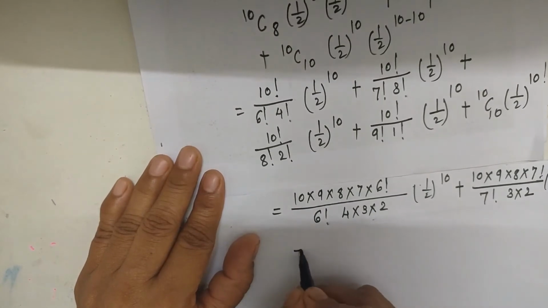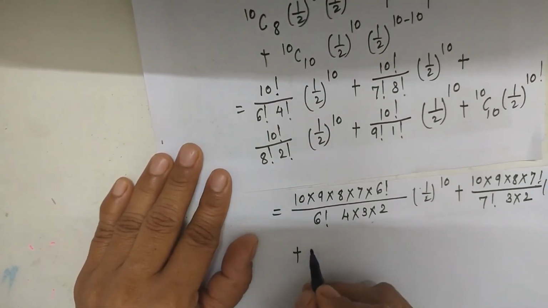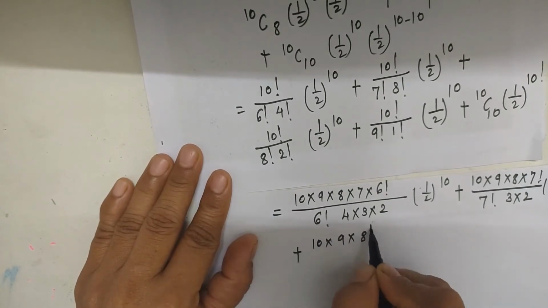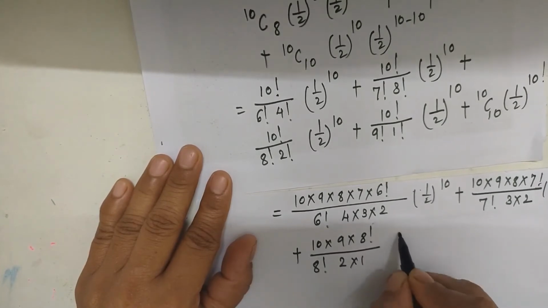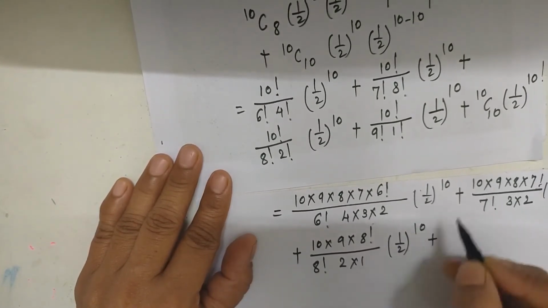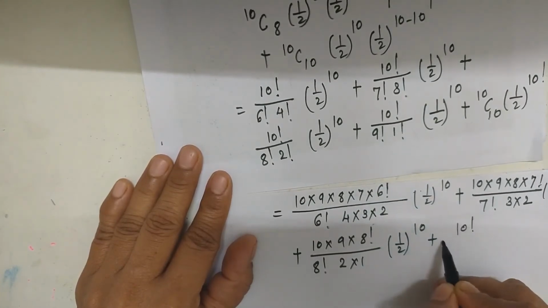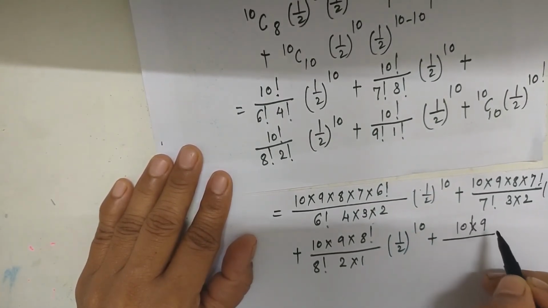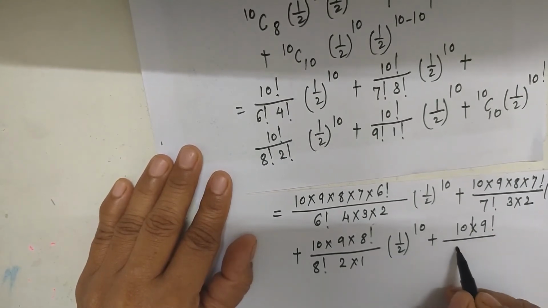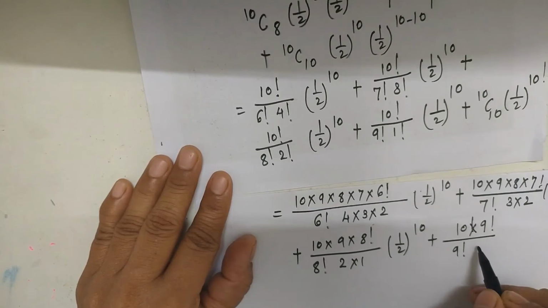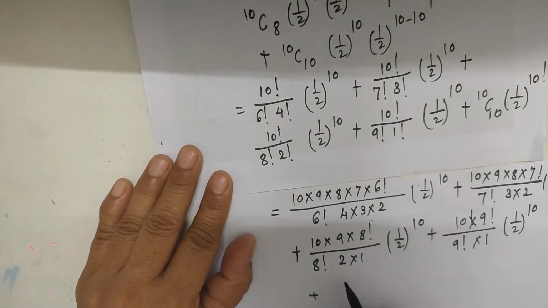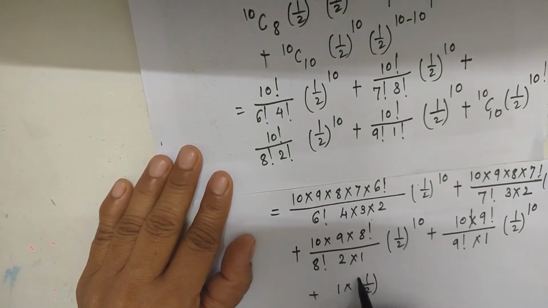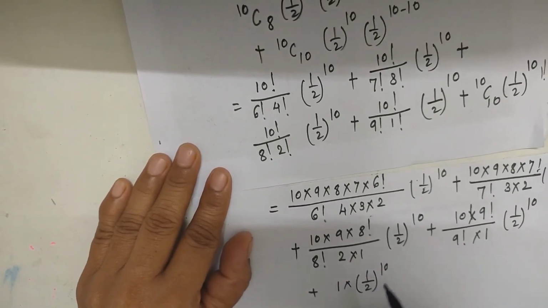Now the next term is 10 factorial in terms of 8 factorial, which can be written as 10 into 9 into 8 factorial upon 8 factorial into 2 factorial means 2 into 1, into half raised to 10, plus next term, 10 factorial written in terms of 9 factorial, 10 into 9 factorial upon 9 factorial, 1 factorial means 1 into 1 and half raised to 10, plus 10c10. The value of 10c10 is 1 into half raised to 10.